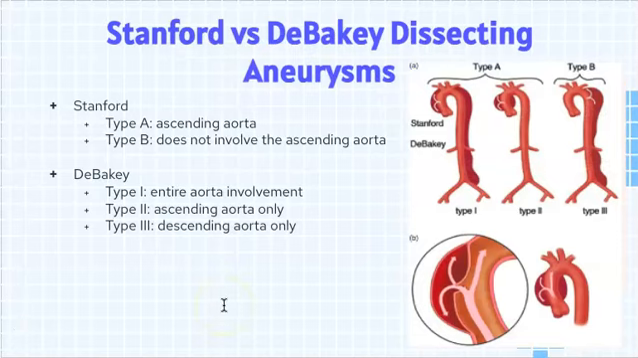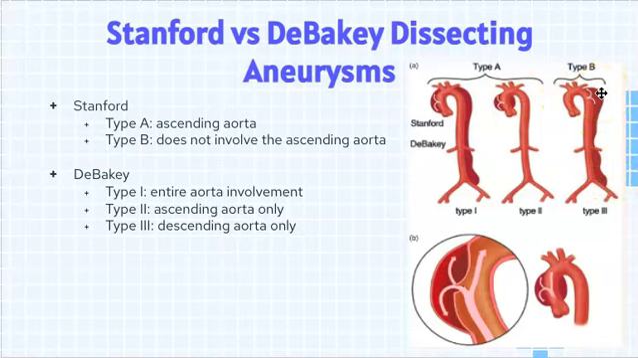In all honesty, I'm not positive that Stanford versus DeBakey dissecting aneurysms are going to be on your registry, but I want y'all to have that information just in case they are and y'all are familiar with it. So it's just good information to know, so we'll briefly go over it. For Stanford dissecting aneurysms, we have type A and type B. Type A is just going to involve the ascending aorta, so just this little part here. And then type B is not going to involve the ascending aorta at all, so it's going to be more descending aorta.